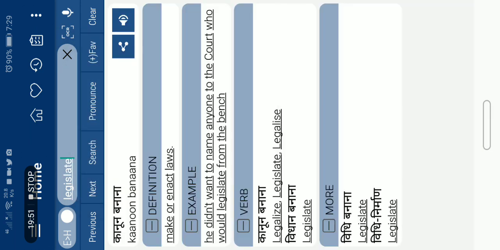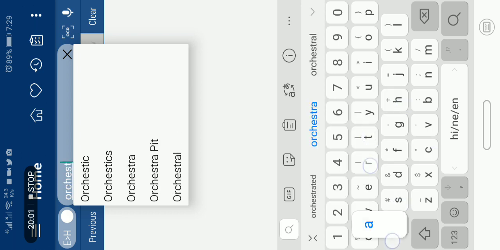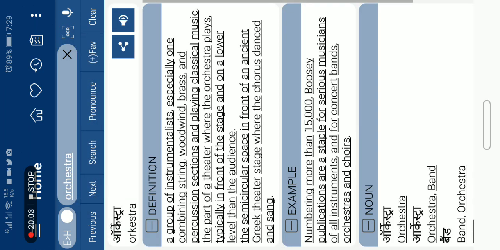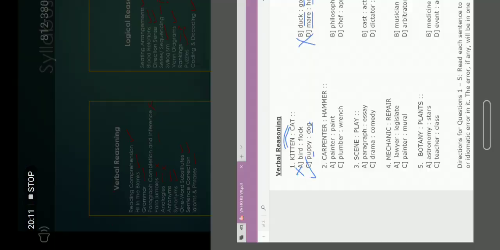Let's look at the options now. Painter uses paint. That's correct. Plumber uses wrench. That's correct. Philosopher uses books. Not really. A chef uses an apron. What will happen if you define the relationship very vaguely, not a specific relationship, but something very, very vague? What will happen?